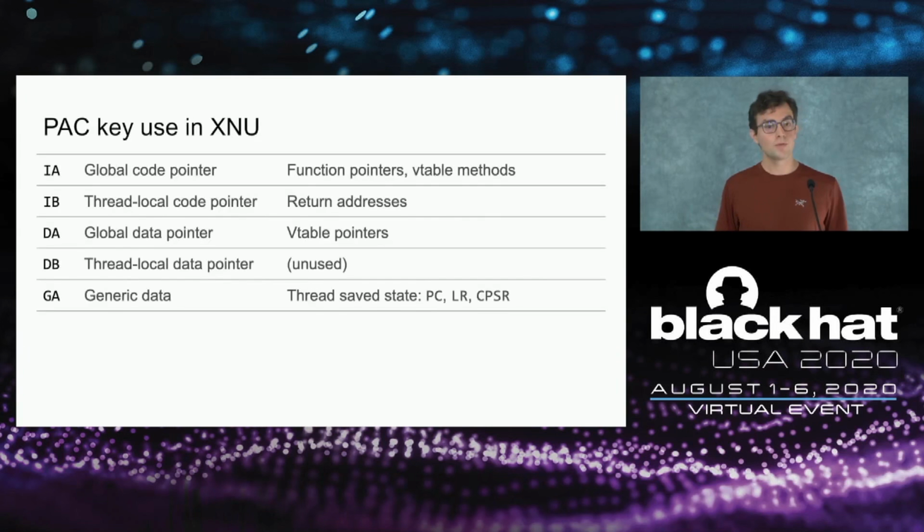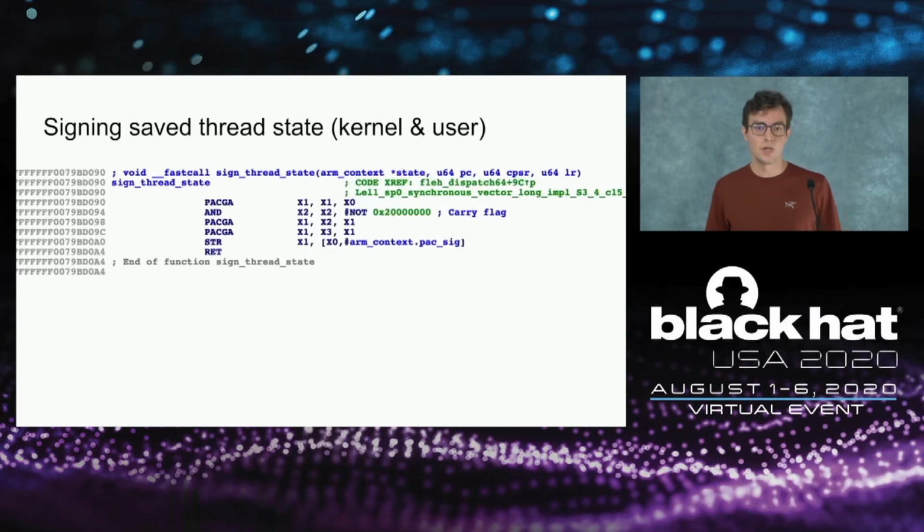So how has Apple used this security feature in order to implement control flow integrity in the iOS kernel? Well, there are a number of different uses of these pointer authentication keys. I'm not going to go into all of them in detail here. The basic idea is that they segment out different use cases into different architectural keys so that pointers used with one key can't be substituted for other pointers using different keys. The only one we're going to be focusing on in this talk is thread saved state.